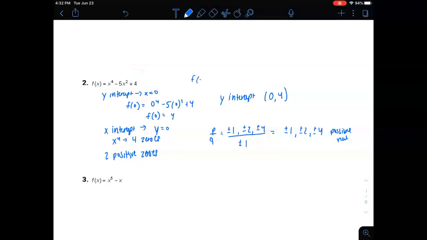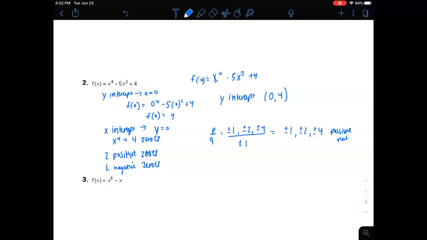All right. And then if I plug in f of negative x, that ends up being x to the fourth, because my negatives are going to cancel, minus 5x squared plus 4. So same thing, right? For this one, it's the same. I'm going to end up having potentially two negative zeros. Two negative zeros. All right. So I know that doesn't help us cancel anything out.